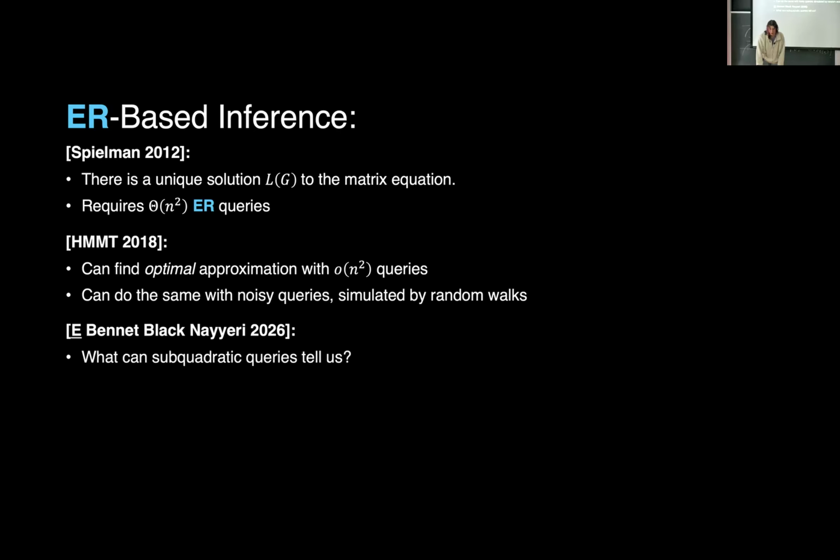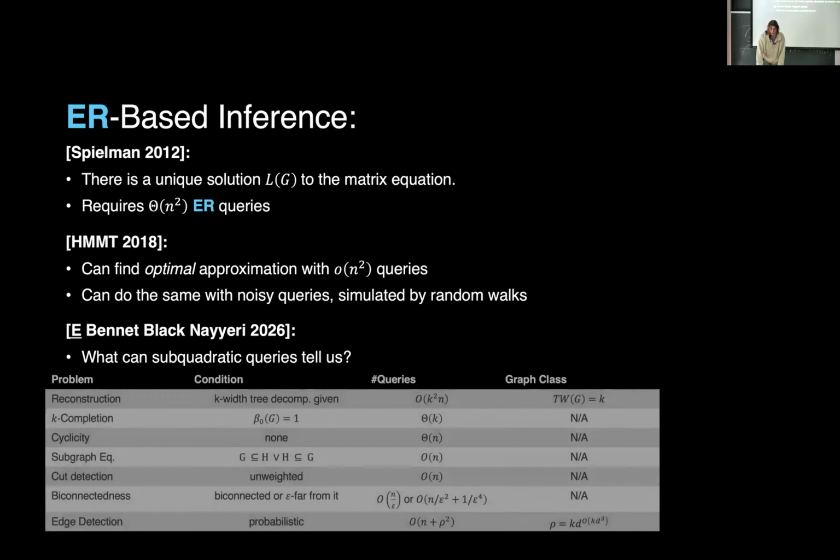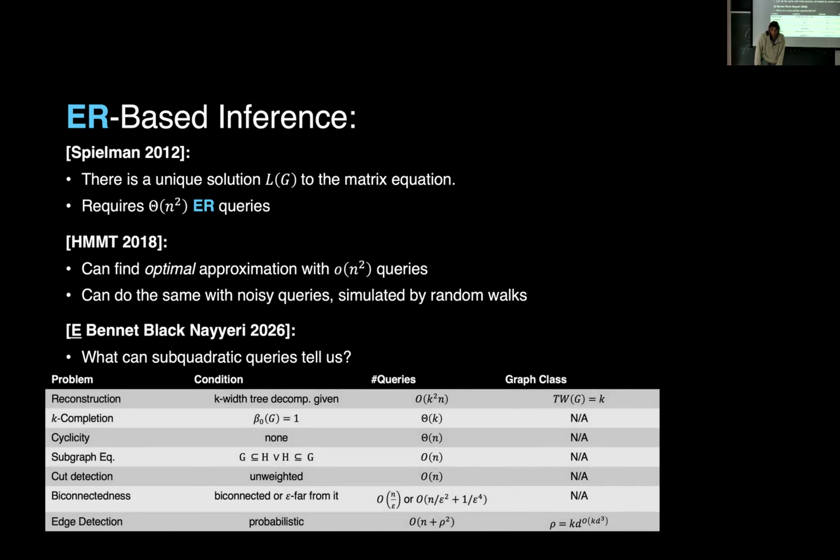So we ask, what can subquadratic queries tell us more generally? We answer a bunch of different problems. Some of the more basic ones are we can test for whether there's a cycle present, a cut vertex, a cut edge. That's these results here. We also do some property testing algorithms like biconnectedness and edge detection. So those are approximate versions of decision problems.